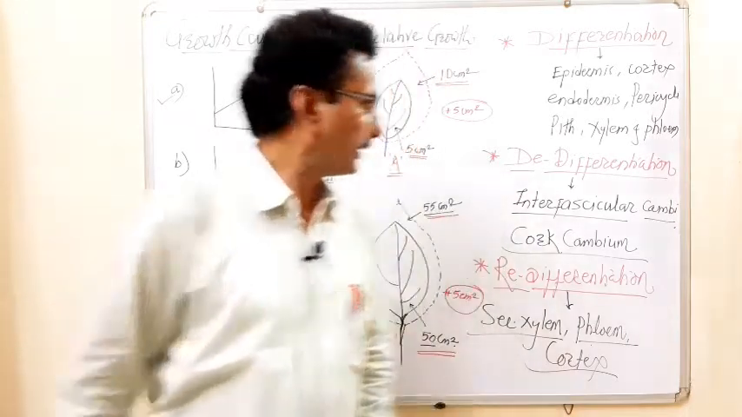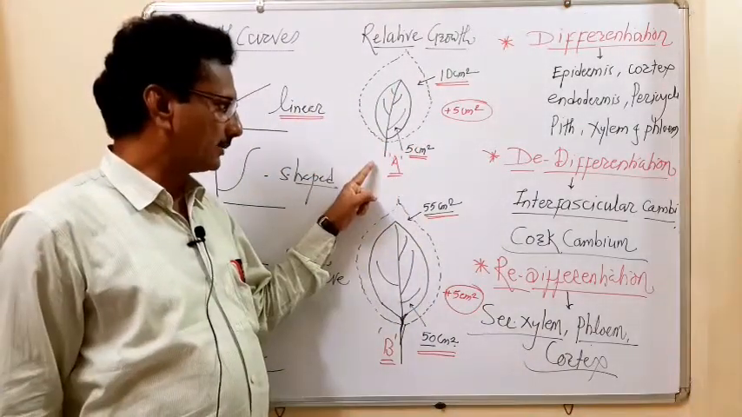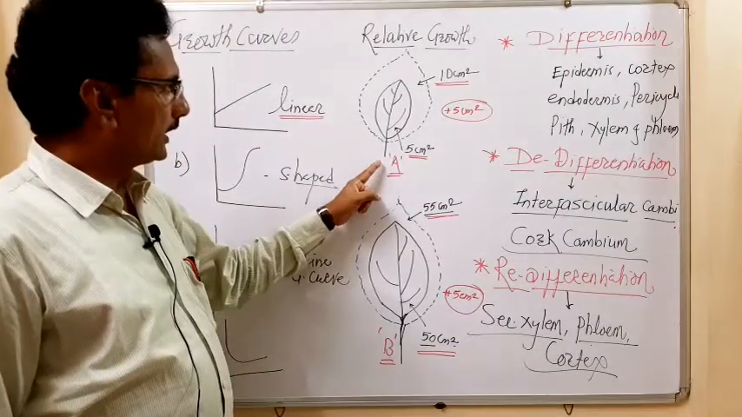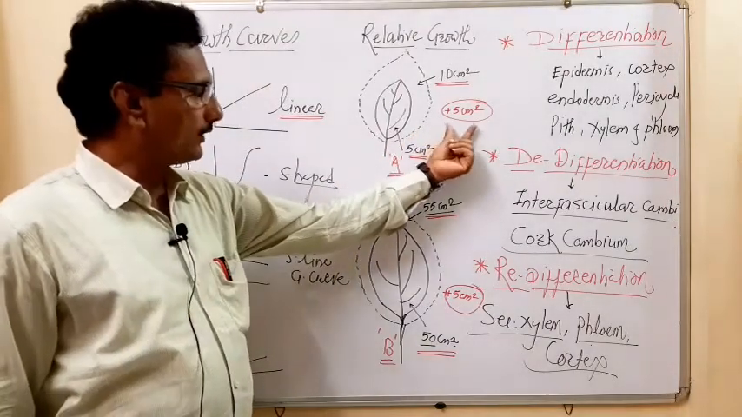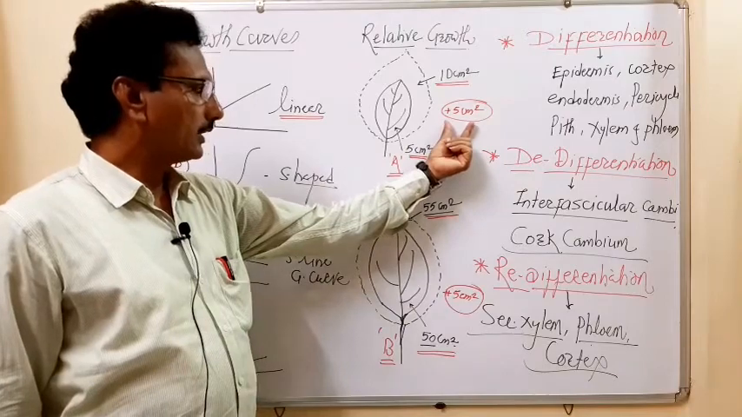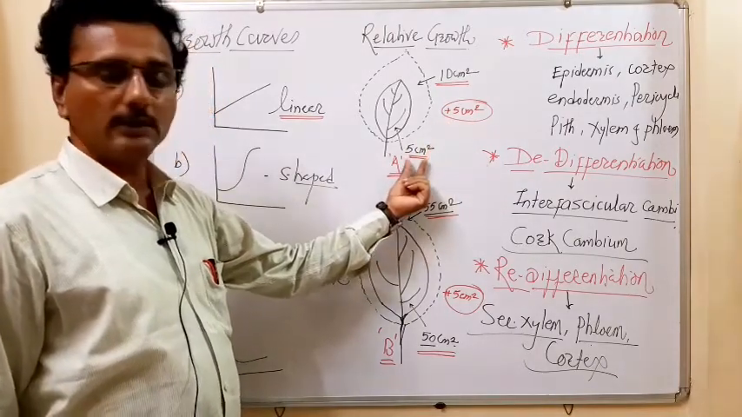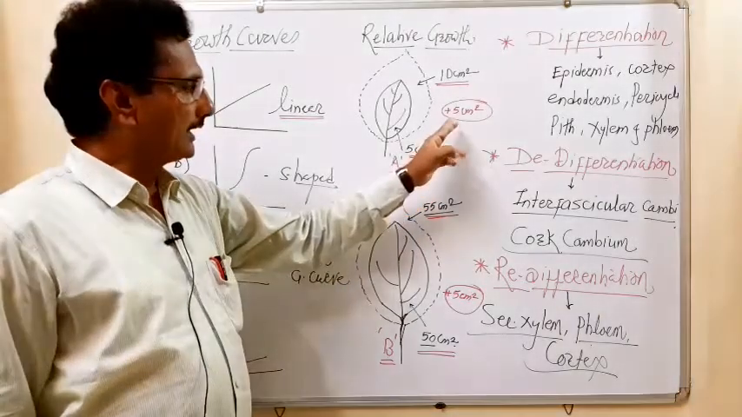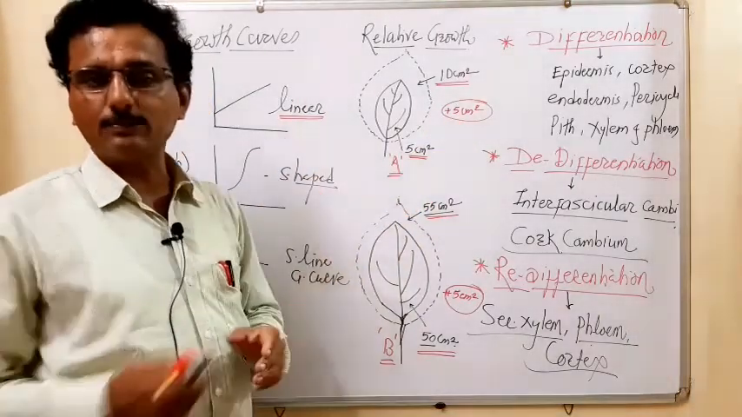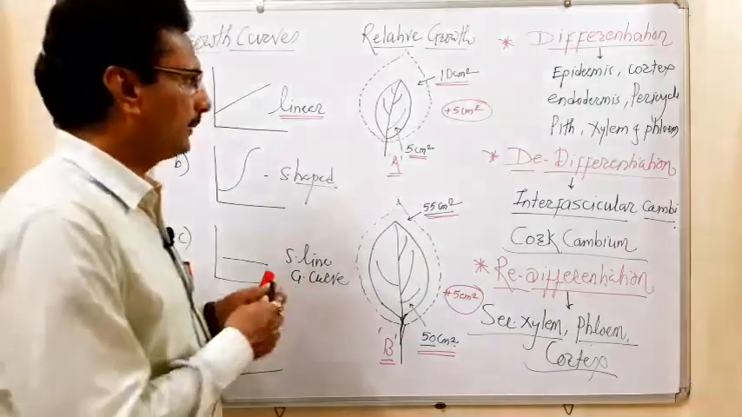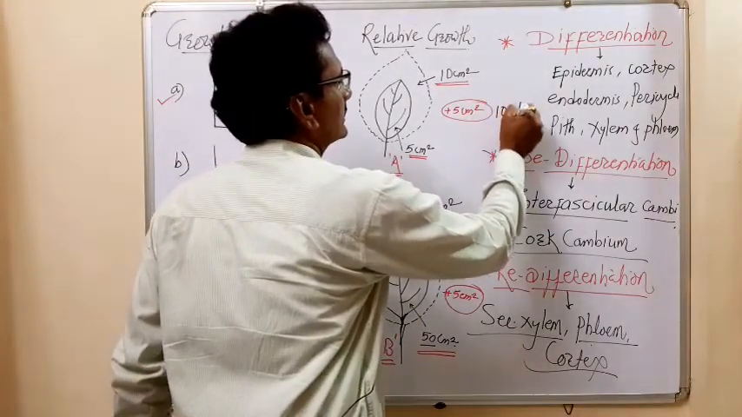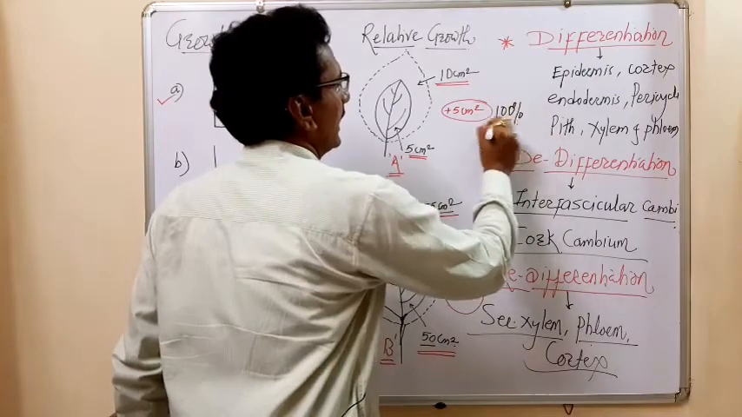See here, system A shows an increase of 5 centimeter square. Then what is the initial growth? The initial growth is 5 centimeter square, and how much increase is seen? There is a 100% increase seen. So here the growth is 100% in system A.